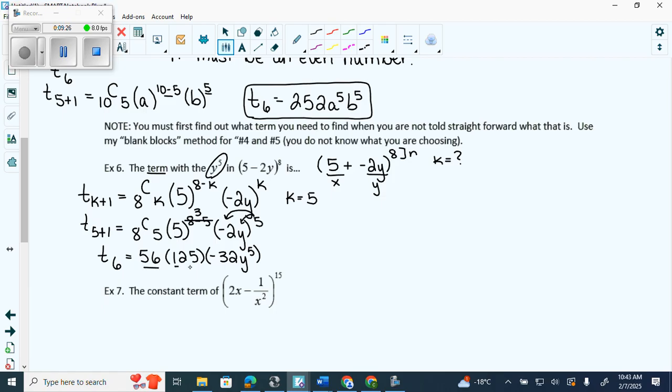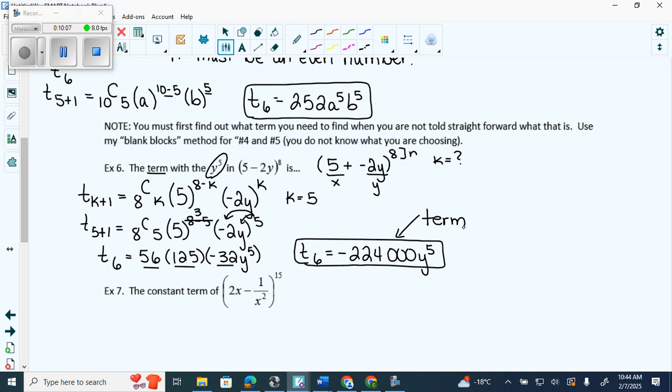And then I have to multiply my coefficients, all these numbers. So term 6 equals 56 times 125 times negative 32. What do we get? Times y to the 5th. So this is the term. Guys will mix this up. That is the term. So if I ask for the term, that is the term, correct?